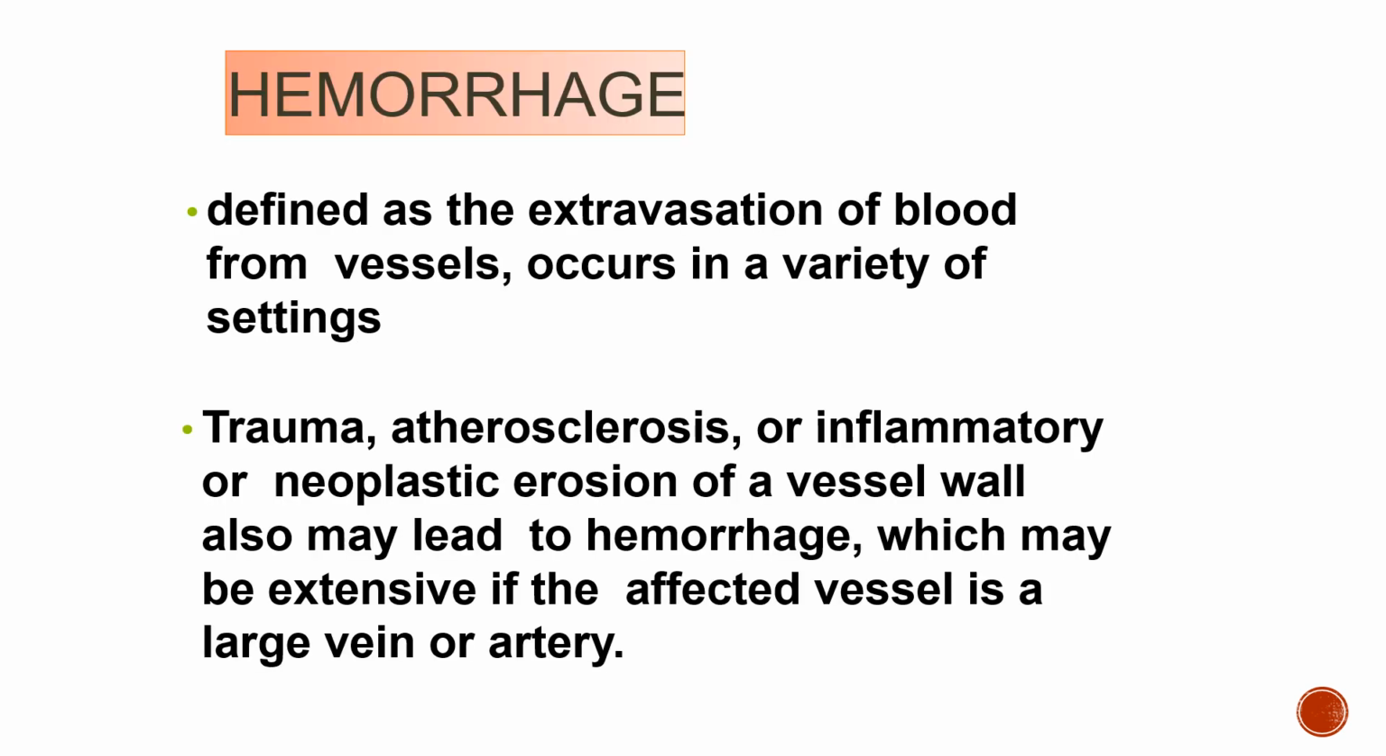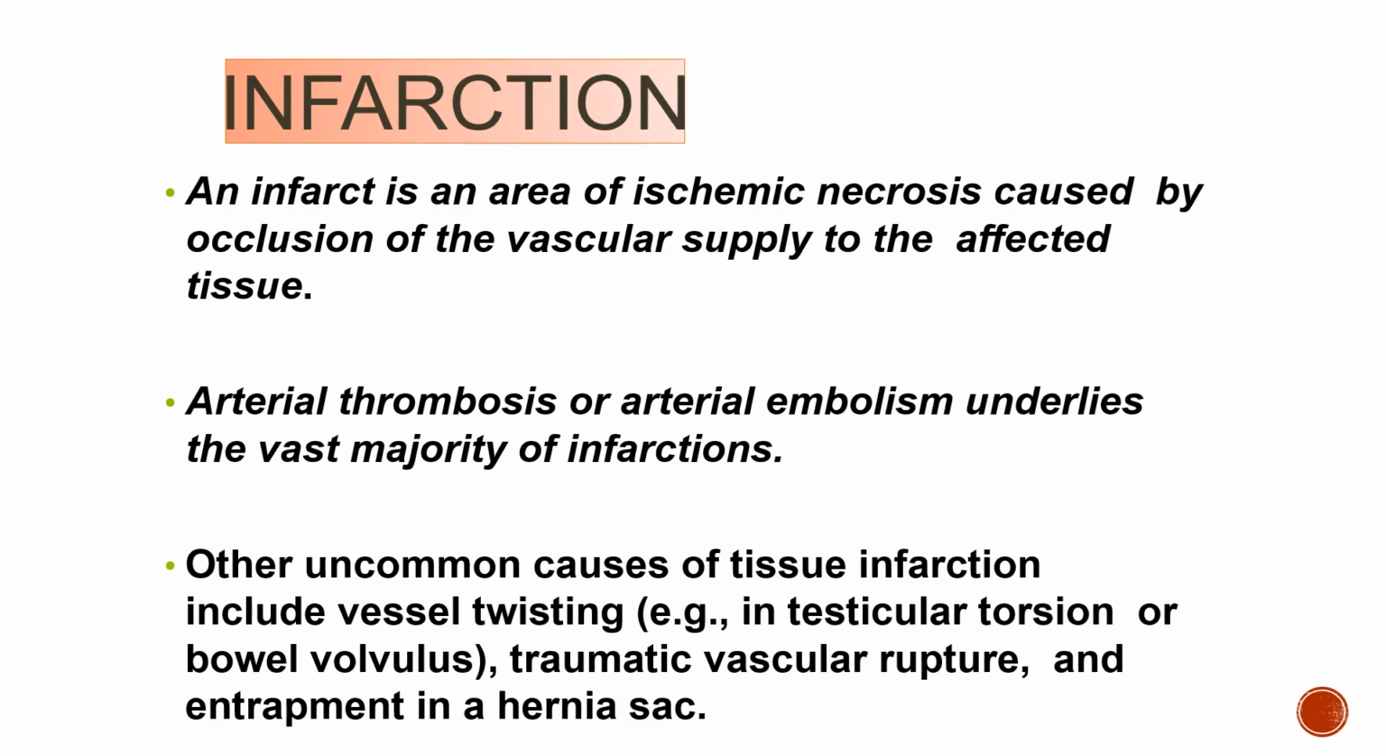Hemorrhage is defined as the extravasation of blood from vessels, which occurs in a variety of settings, that is trauma, atherosclerosis, or inflammatory or neoplastic erosion of a vessel wall. It may be extensive if the affected vessel is a large vein or an artery. And then infarction. An infarct is an area of ischemic necrosis caused by occlusion of the vascular supply to the affected tissue. Arterial thrombosis or arterial embolism underlies the vast majority of infarctions. Other uncommon causes of tissue infarction include vessel twisting, traumatic vascular rupture, and entrapment in a hernia sac.